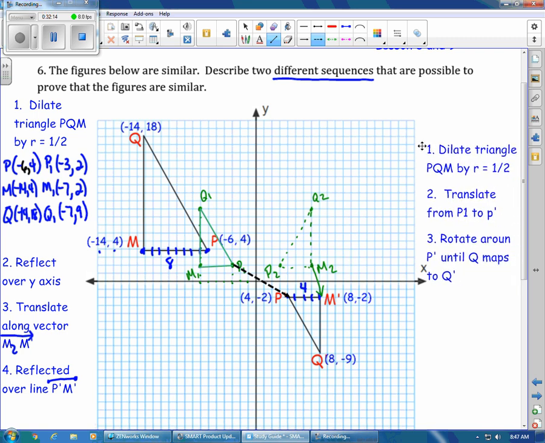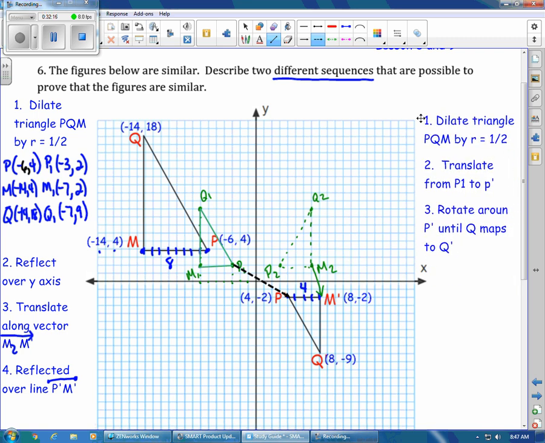So anyway, my second option, because I have to have 2 different sequences on my level 4. So here's my one sequence. Here's my second sequence. So I'm going to leave my dilation alone. I'm still dilating this triangle by r equals 1/2. I'm just finding a different series of rigid motions to get them close together.